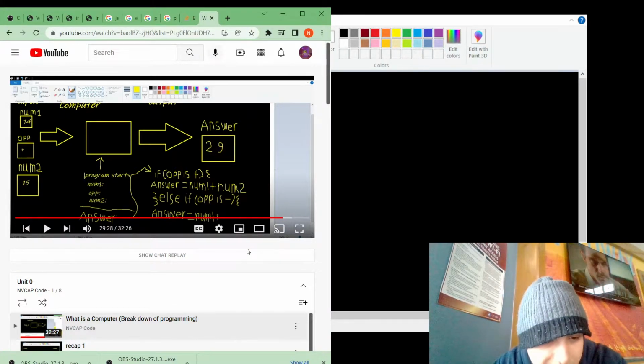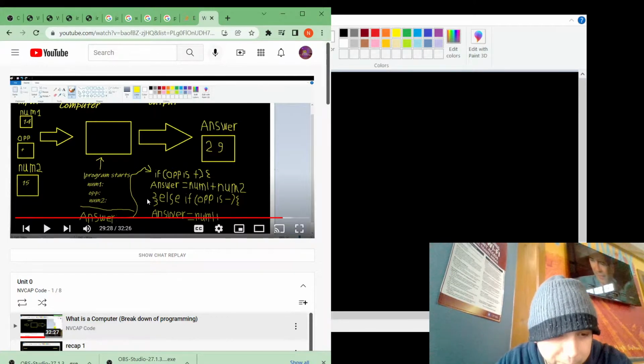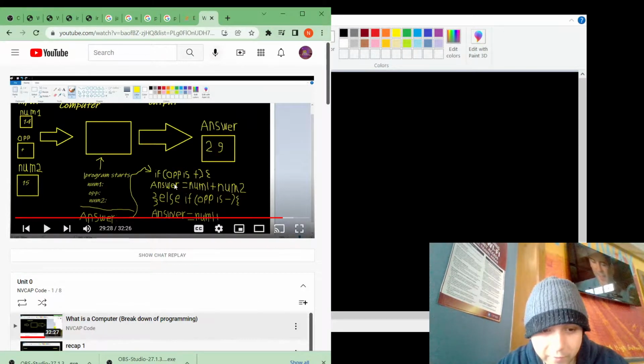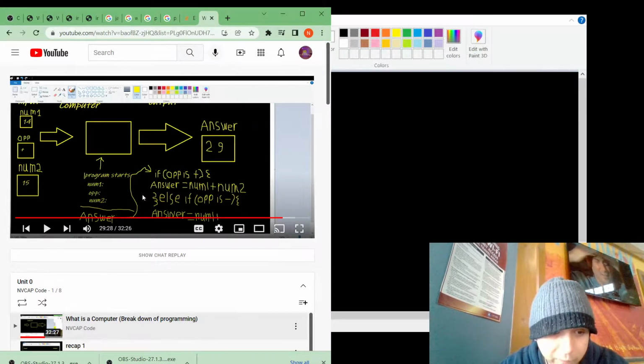In general, how you would plan this out is, if op is plus, it's going to add the two numbers, and that's set to answer. If op is minus, it's going to subtract the numbers from each other, and answer is set to num1 minus num2. So you have to tell it exactly what to do.